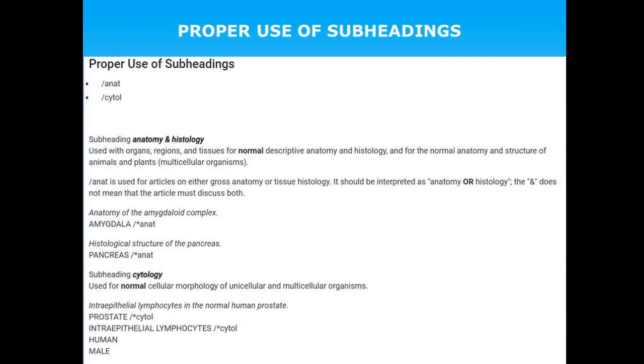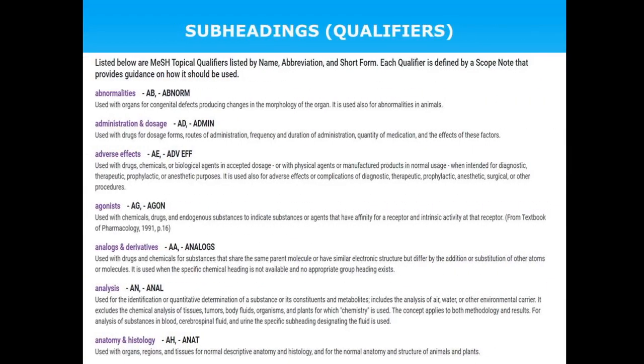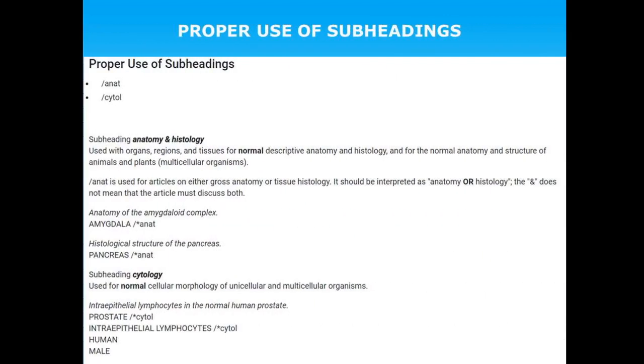ANAT is one subheading and CITOL is another. You see what ANAT is talking about. The full name of the subheading is anatomy and histology. AH will be the two-letter abbreviation, and ANAT is the indexed abbreviation. It is used with organs, regions, and tissues for normal descriptive anatomy and histology, and for the normal anatomy and structure of animals and plants. It's used in multicellular organisms.